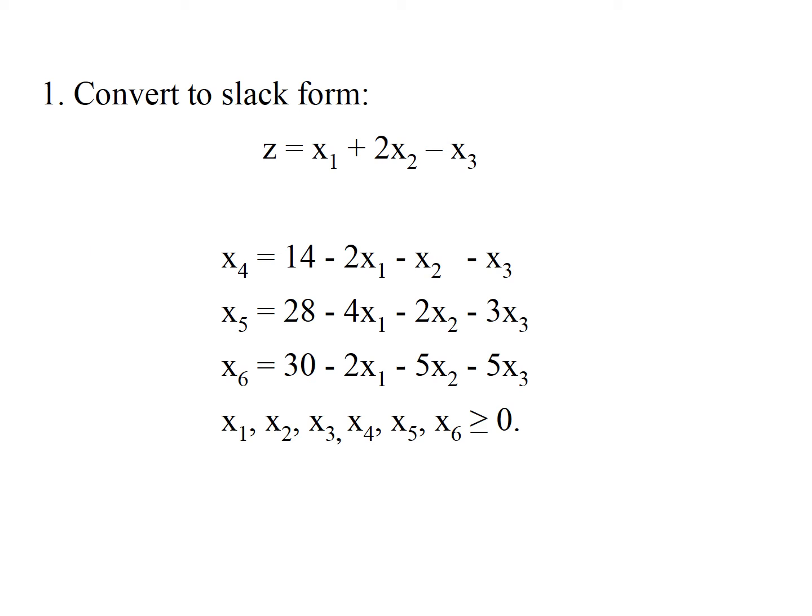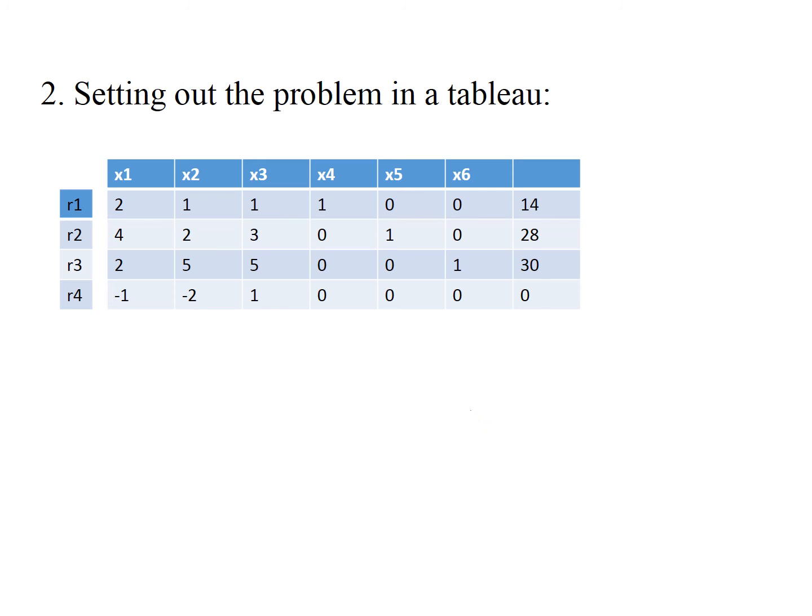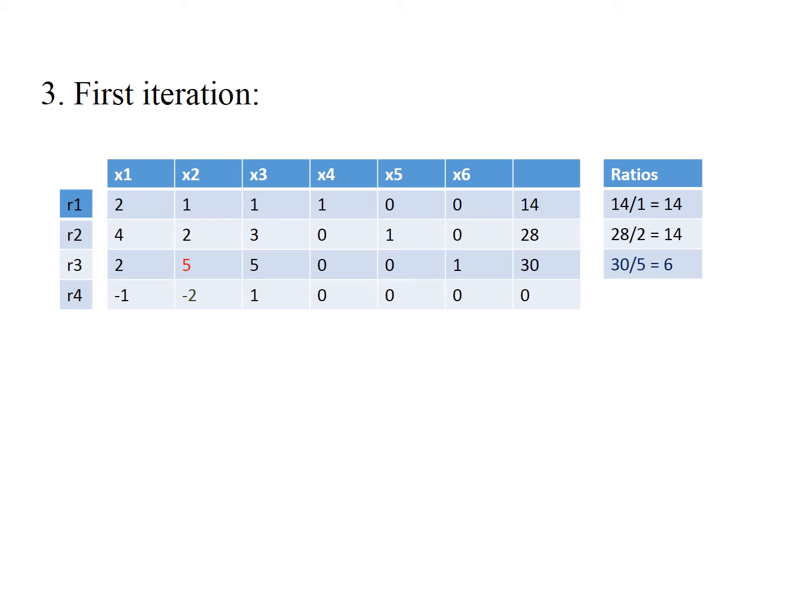We convert the example into slack form as shown on screen. Here we have set out the problem in a tableau to make calculation easier. For the first iteration, we must select a pivot column, which will be the column with the most negative number in the bottom row. To choose the pivot row, we divide the values in the last column by their corresponding value in the pivot column, and choose the one which is the smallest positive value. Here we see that the pivot is 5 in the x2 column.